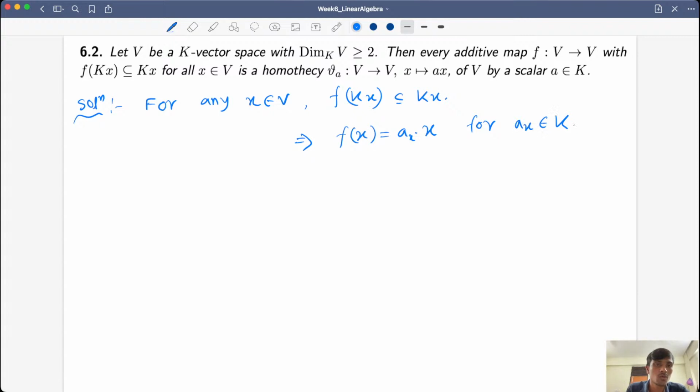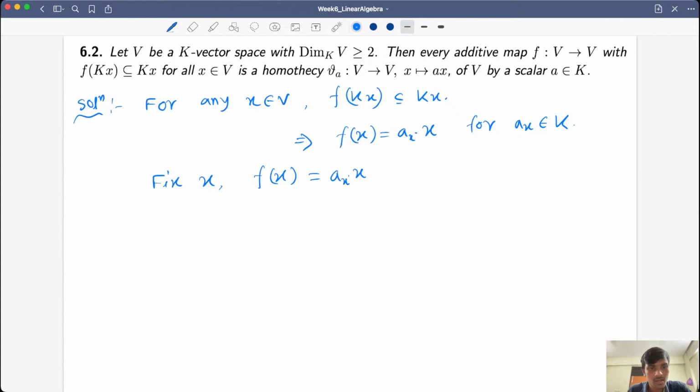Now what we need to show is that this map f, with these two conditions, additive and this one, is nothing but a multiplication map, called a homothecy, for some fixed a belonging to the field k. So let's fix some x. Then I know that f of x is a_x times x, just using this.